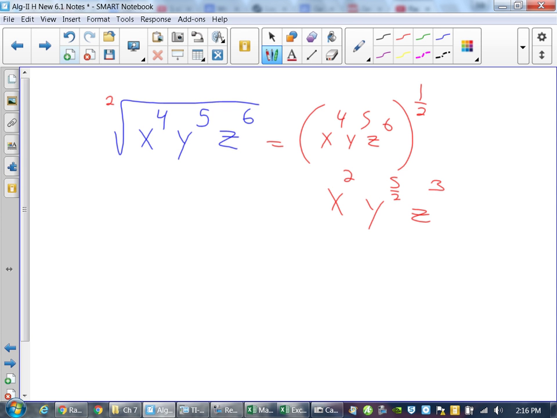Now, there's another thing that happens here. I can simplify that fraction. 2 goes into 5 how many times? Oh, twice. And how many are left over? 1. So this is the same thing as breaking this one apart as x squared, excuse me, y squared, y to the half, and z cubed. Everybody okay with that?